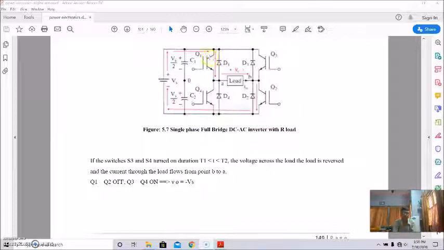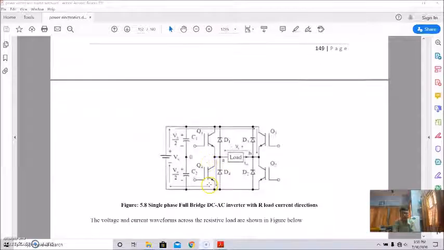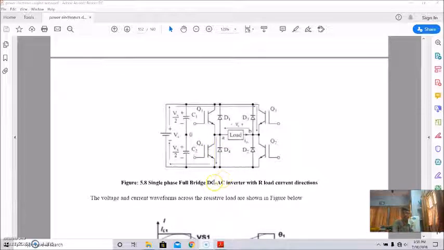So in that case, the switches Q1, Q2, that is S1 and S2, are off, and Q3 and Q4 are on. So the voltage across the load, the output voltage from here, with current flowing from B to A, will be minus Vs, the source voltage. So see, this is the path. Follow this path.